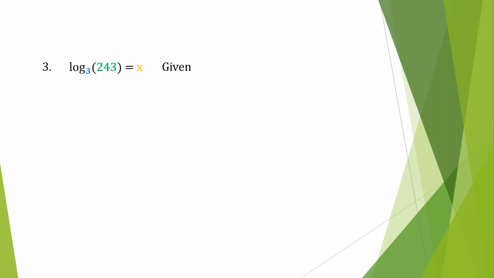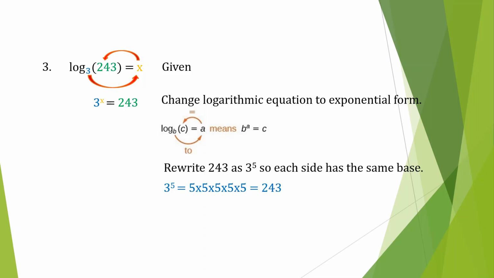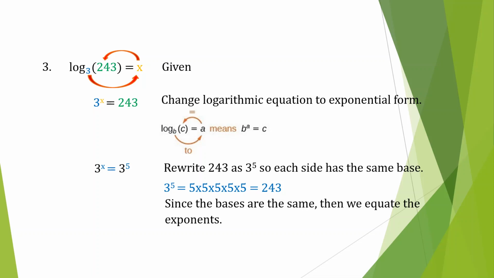Number 3, logarithm base 3 of 243 is equal to x. Let us first change the logarithmic equation to exponential form. So we have 3 raised to x is equal to 243. Next, change 243 as 3 raised to 5 so that each side will have the same base. 3 raised to x will be equal to 3 raised to 5. Since the bases are the same, then we equate the exponents. So x will be equal to 5.